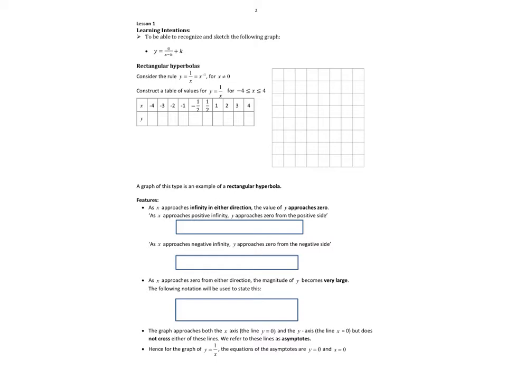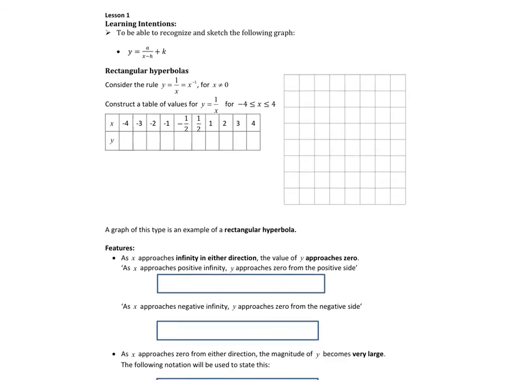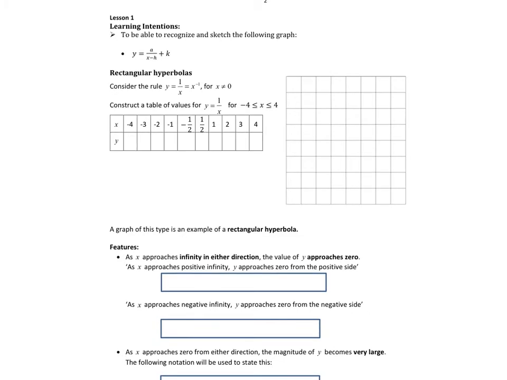Some of the key features of our graph here: let's plot points. If we plot some points, let's make it a bit bigger. The first thing to realise is that 1 on x is the same as x to the power of minus 1. So there's our x to the minus 1. Let's start with 1 over 1, which is just 1. 1 over 2 is a half. 1 over 3 is a third. 1 over 4 is a quarter. As you see, as x gets bigger, our y value will get smaller.